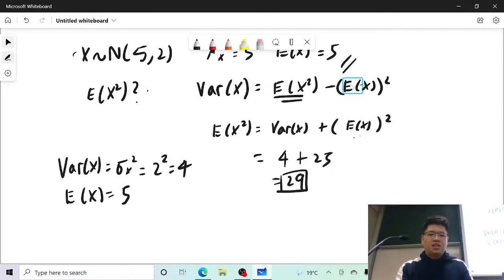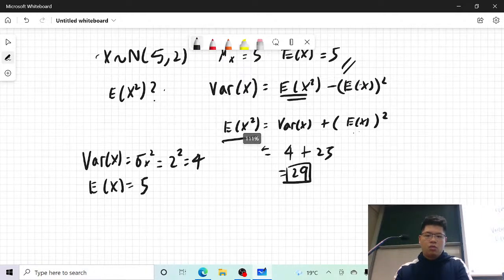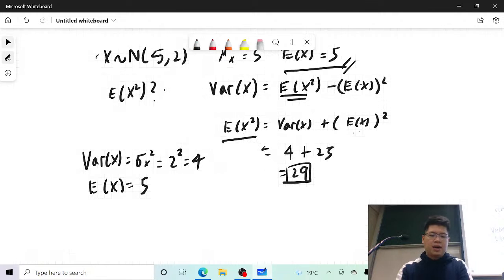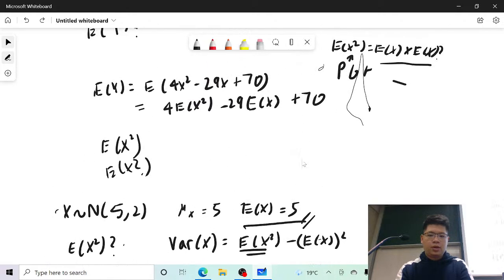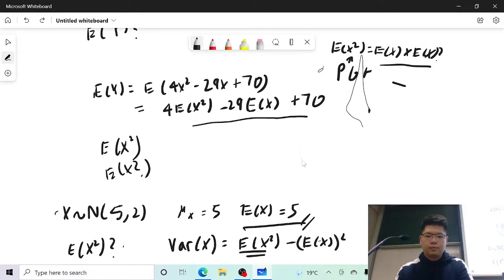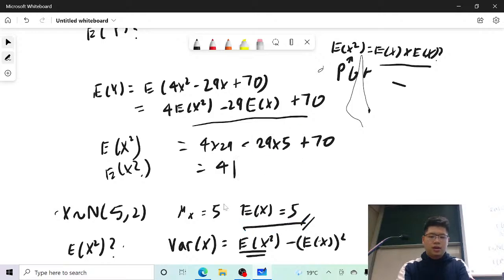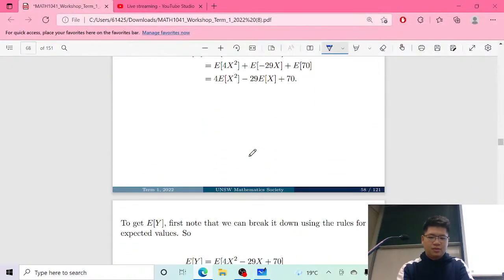So now we have all the pieces of the puzzle. We have what E[x squared] is, we have what E[x] is, and the last part is just plugging it back into our formula earlier. So I just need to plug it back in. 4 times 29 minus 29 times 5 plus 70. And you would get, was it 41 in the end? Okay, let me just check if I wrote that wrong.